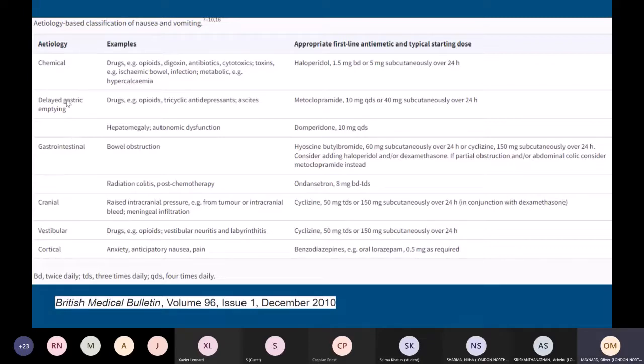But for other indications for nausea and vomiting, such as delayed gastric emptying, the first line choice would be metoclopramide to try and increase that. So to identify which antiemetic you need to use, you first need to identify the reason for them being sick. And often these are overlapping. Often you can have drugs, opioids in palliative care, as well as some anxiety and pain. But in this circumstance, I believe that cyclizine would be the first line choice.